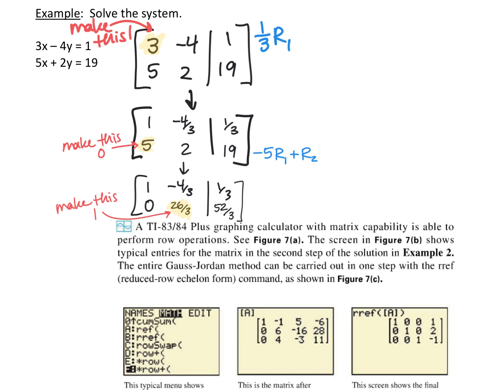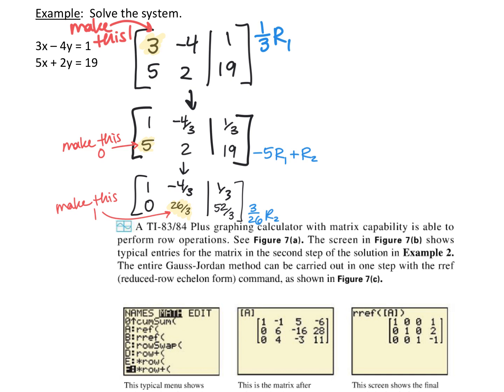How do I make this 1? What do I multiply by? 3. Close. 3 over 26. So I multiply by the reciprocal. Since it's 26 over 3, to get it to be 1, I multiply by 3 over 26. So 3 over 26 times row 2. Everything in this row has to get multiplied by 3 over 26.